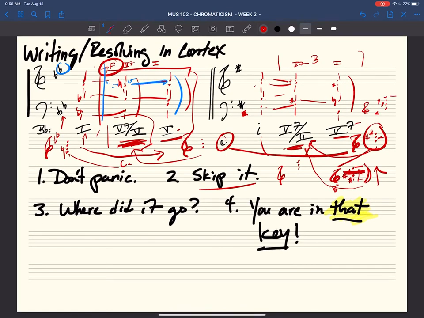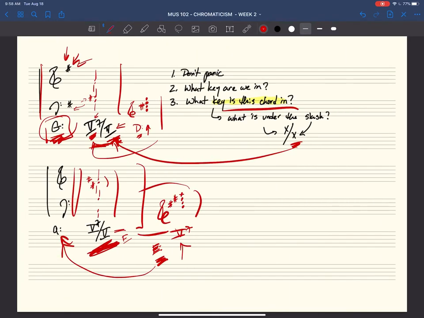So you don't panic. If you can write these things in context like this, then you can skip the chords, see where it goes, and that's all good. If you can't, you don't panic, and then you think, well, what key are we in? What key is this chord in that's underneath the slash? That's the key you're thinking in. This is going to take some practice. It'll be slow at first because you're thinking in other keys.